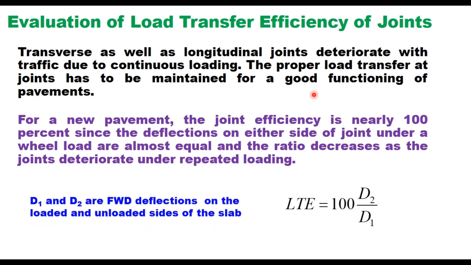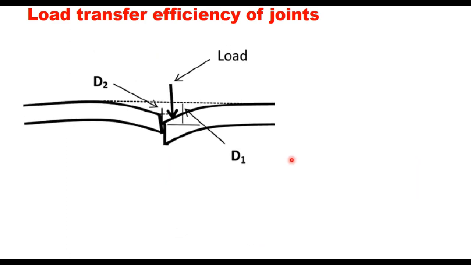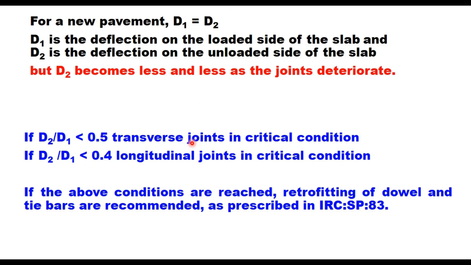Now, if you take D1 and D2 as the deflection on the loaded and unloaded side of the slab, then this load transfer efficiency LTE is D2 upon D1. This can be determined using FWD, where the loading plate should be positioned close to a longitudinal joint near the shoulder of a four-lane highway. And you estimate the deflection on the loaded side and unloaded side. So on the loaded side you have deflection D1, and on the unloaded side you have deflection D2, then D2 upon D1 is the load transfer efficiency. For a new pavement, D1 should be equal to D2, and D2 becomes less and less as joints deteriorate.